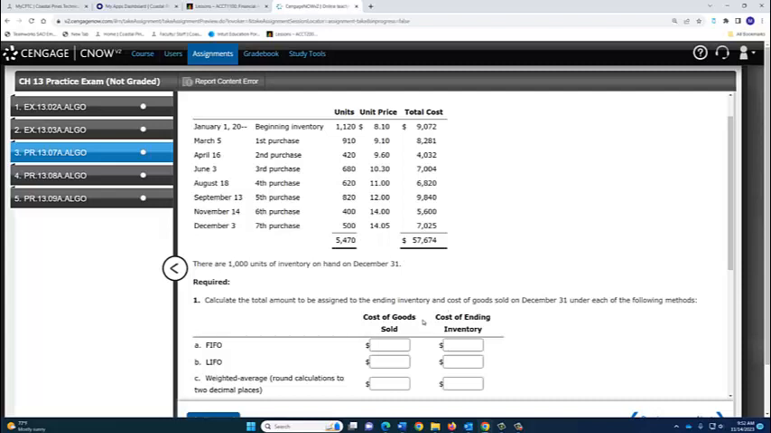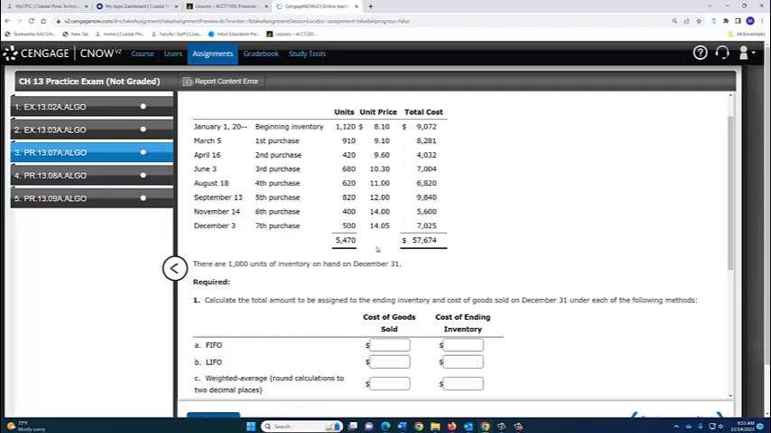First off, we're going to start with calculating the cost of ending inventory, and we're going to start with first in, first out. That just means that the first inventory we purchased is the first that we sold. So we have sold everything except the last 1,000 units. The question is, how much are those 1,000 units costing? 4,470 have been sold. 1,000 of these units is left in ending inventory.